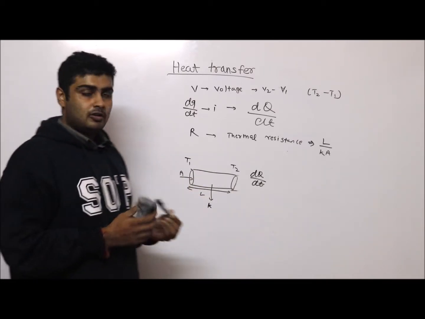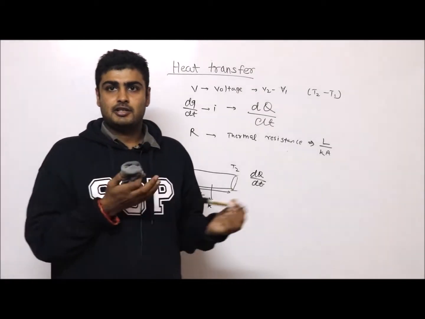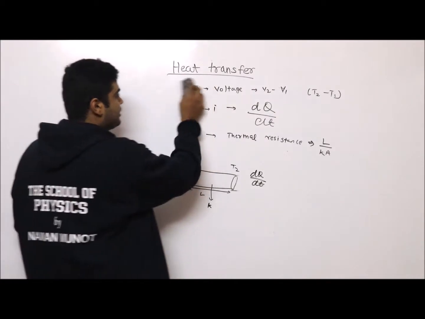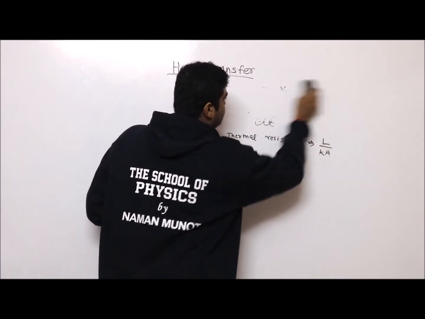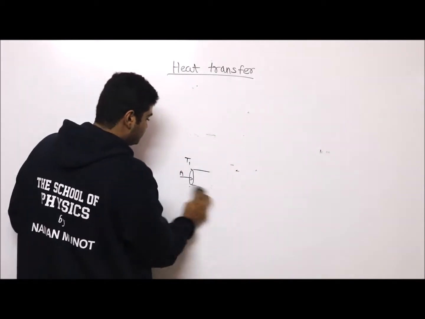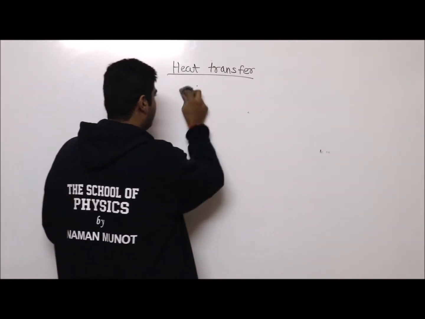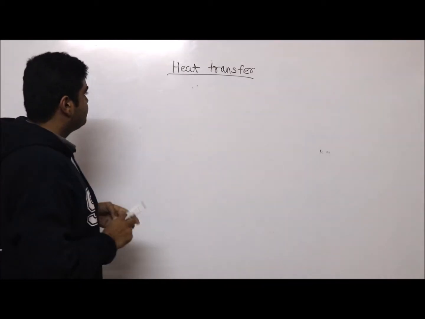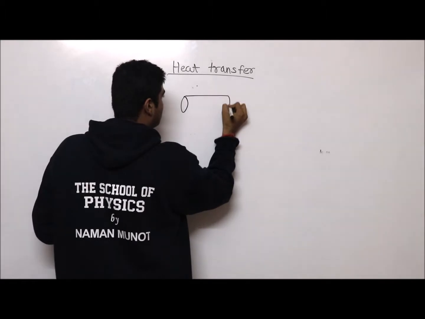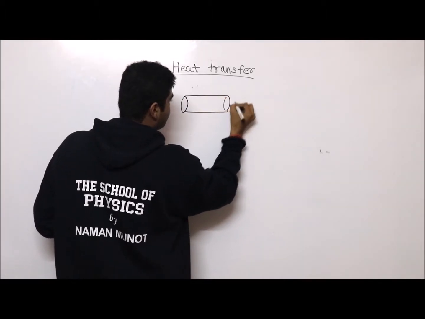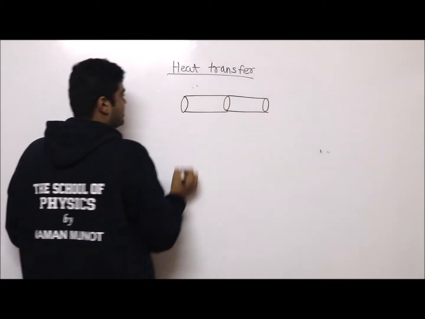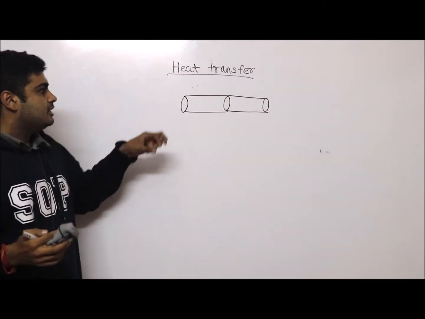Okay, so now we'll come to combinations that we saw in current electricity. Similar combinations we'll see here, that is parallel and in series. So we'll see the combinations now. Just with the concept of resistance in thermal electricity we can also derive the combinations here. So here we have two rods in series, right?